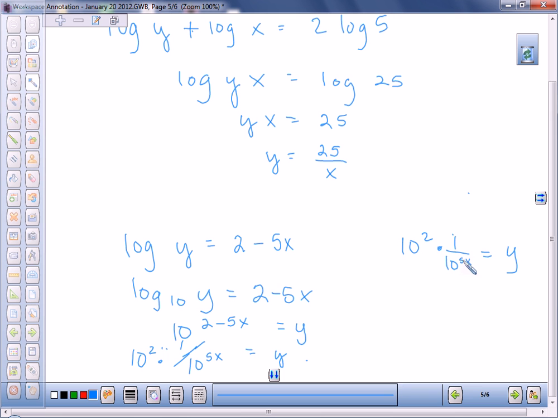Does that mean the same thing as that? Yes. Well, what is 10 squared? 100 times 1 over, what would this be? 100,000, to the x equals y. Now we can't cancel, because this 100,000 is raised to the x power, so we can't cancel.